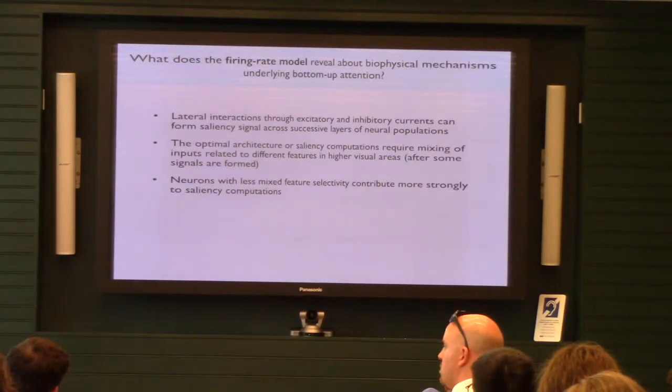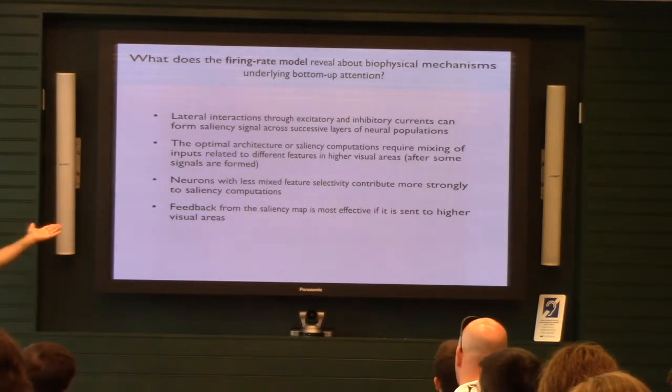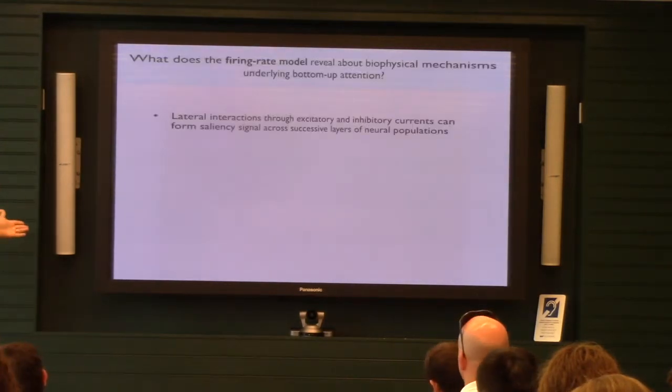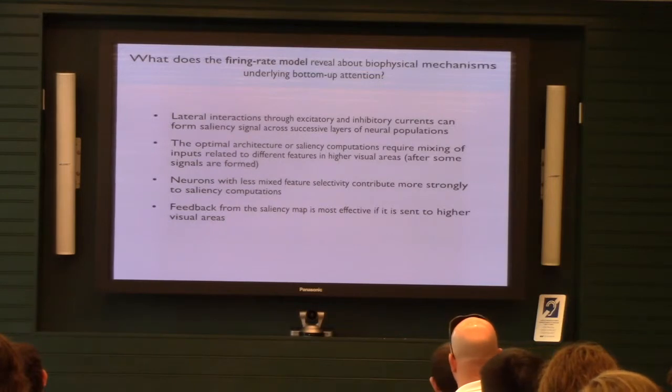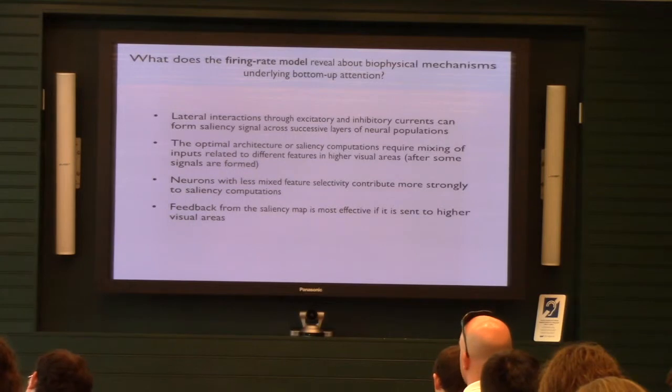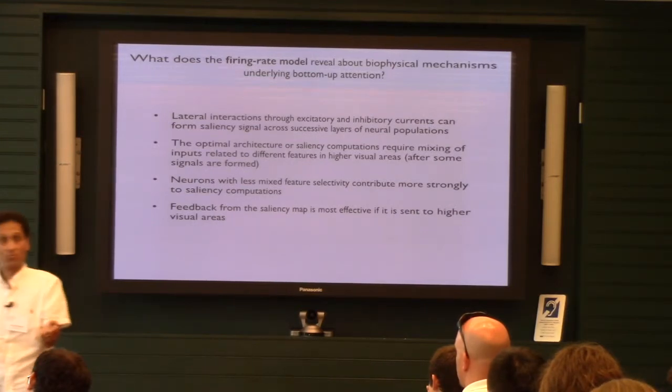Now, these are, again, predictions or postdictions. You know, how much of this do we already know? Basically that's all you need to perform saliency computation: excitation and inhibition at different scales, not mixing neurons with different selectivity, and feedback from higher visual areas that are encoding the saliency map. You can say, all these predictions are boring. I want to know something more exciting about saliency computation in the brain.